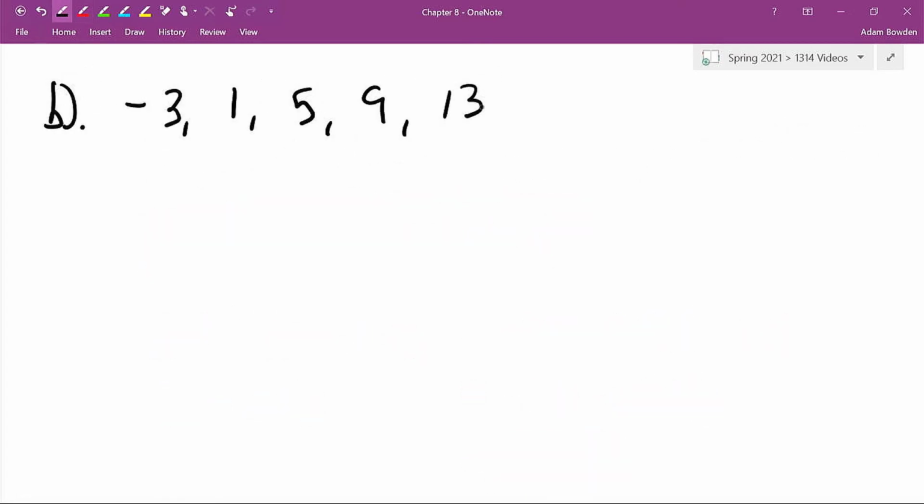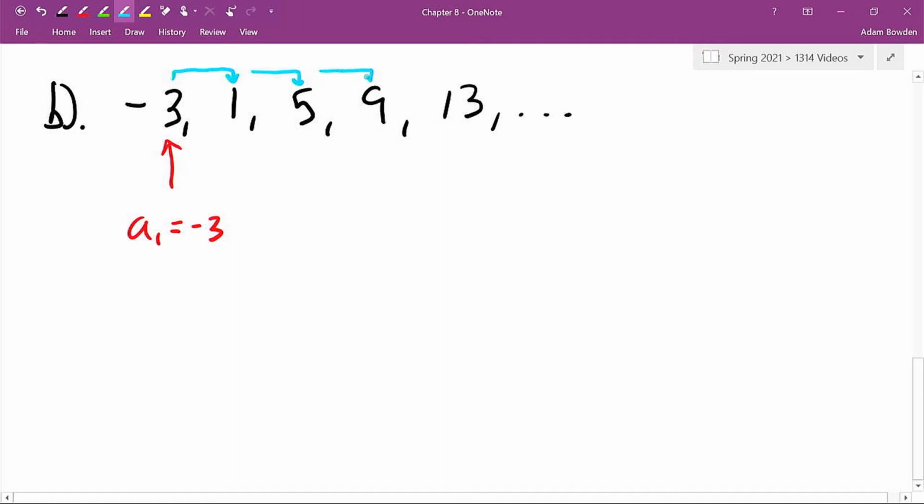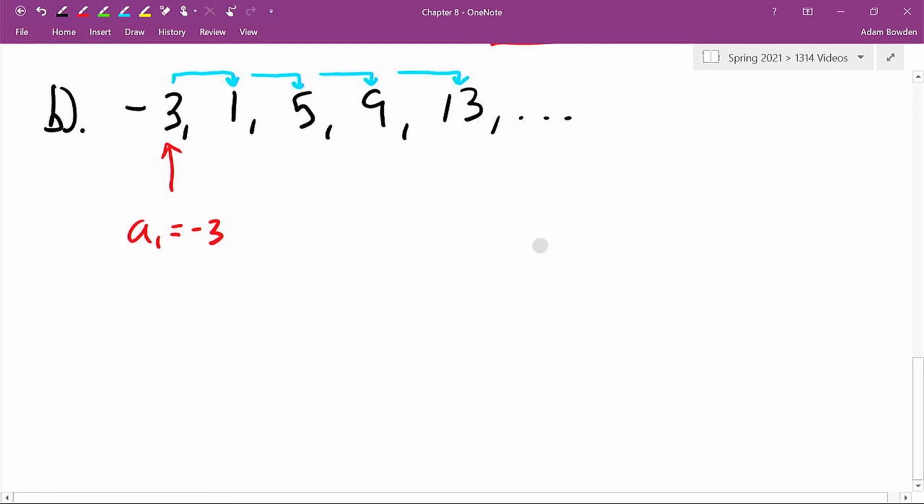On this one, we're just given some of the numbers in the sequence, and we're supposed to figure out what to do from there. Okay, well, we look at the very first term, a1, that's equal to negative 3. And then we look at the numbers along here and how they're changing from number to number. Looks like from negative 3 to 1, and from 1 to 5, and so on, it's adding 4 each time. So what that tells us is the common difference d is equal to 4.